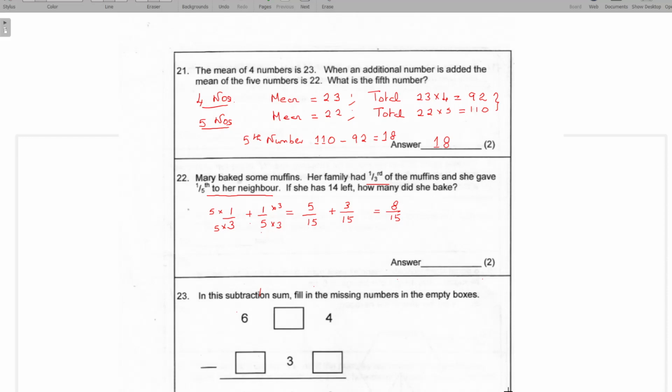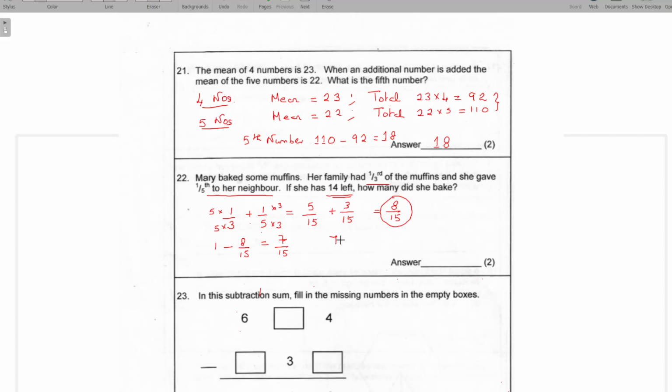One-third of the muffins her family had, and 1/5 of the fraction she gave to the neighbor. So that is the fraction of the muffins that she has already finished. But she is left with 14. So what fraction is left? 1 minus 8/15. She has got 7/15. This is what she has left.